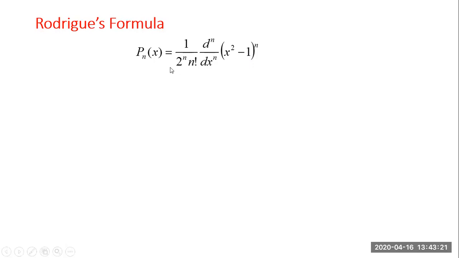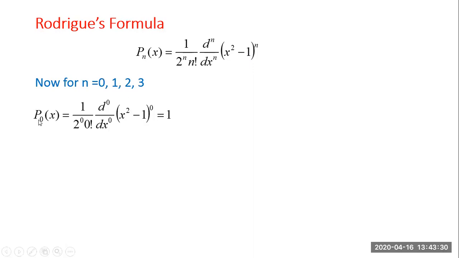In this formula, if you substitute n is equal to 0, 1, 2, 3, and so on, you get different Legendre polynomials. For example, if I substitute n is equal to 0, P0 of x is 1 upon 2 power 0, 0 factorial, 0th derivative of (x square minus 1) power 0. 2 power 0 is 1, 0 factorial is 1, (x square minus 1) power 0 is 1. The 0th derivative of a function means that function itself. So this entire term is 1, and the 0th derivative of 1 is again 1. So we get 1 into 1 as 1. So P0 of x is equal to 1. So we get the polynomial directly here.